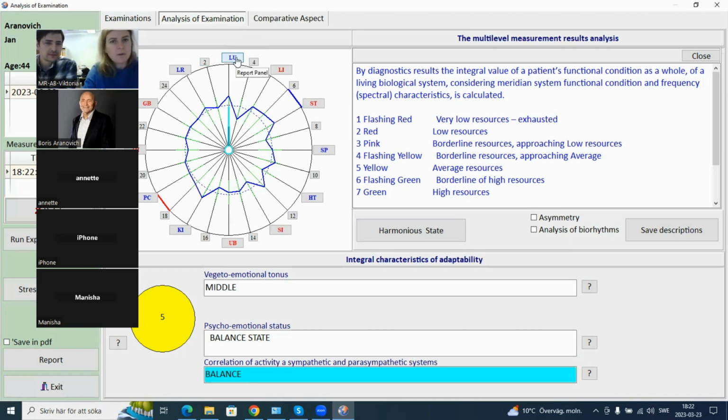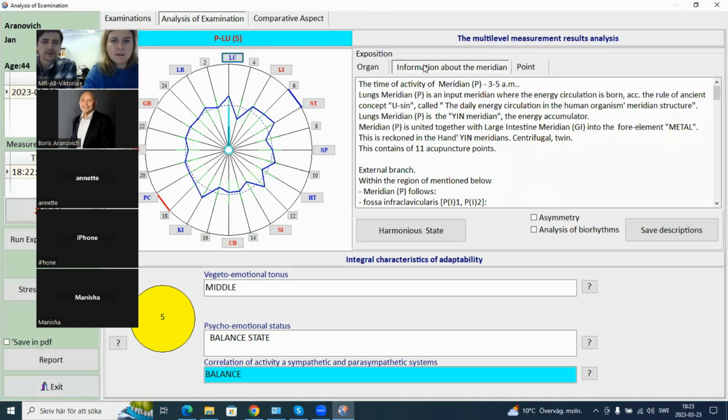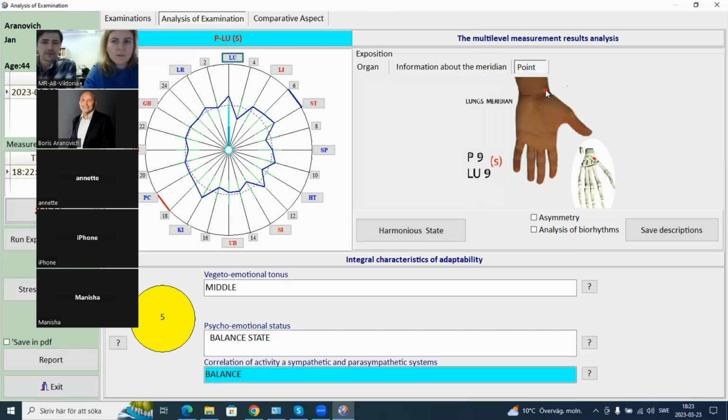For example, when we press on lung, this one, it will be SS. It means sinistra in Latin, so it's left. And you can see the lung meridian. So here is all the information about this meridian. You can read what it does, and which point is usually most active in this meridian.